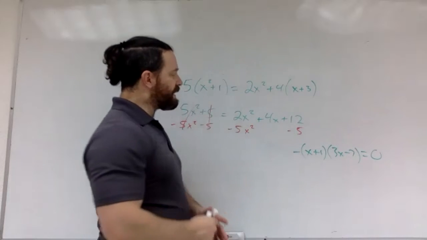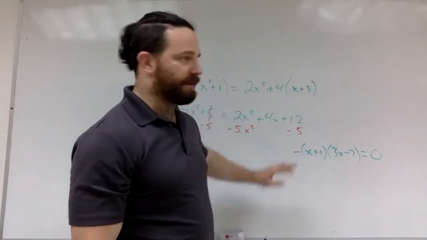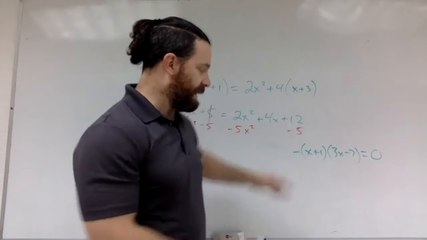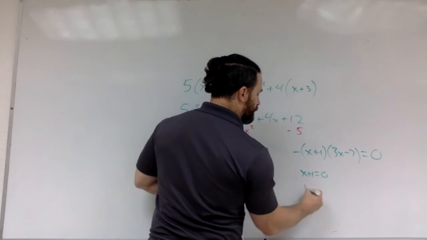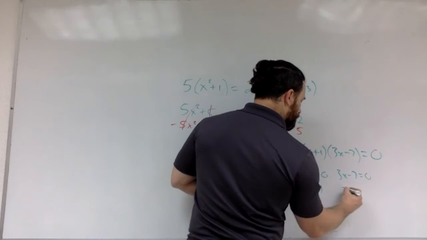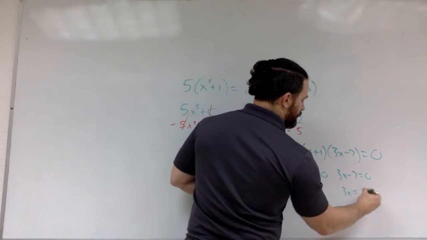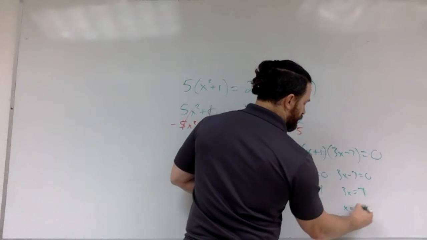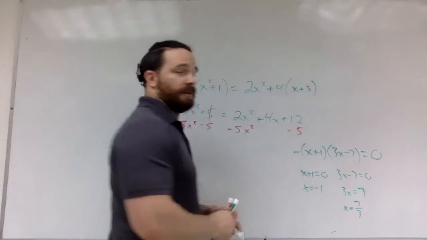You notice the negative isn't going to affect anything. So don't try to turn this into a solution. You can just ignore that negative. You're going to take x plus 1 equal to 0, so x equals negative 1. 3x minus 7 equals 0. 3x equals 7. So x equals 7/3. And so there are my two solutions.